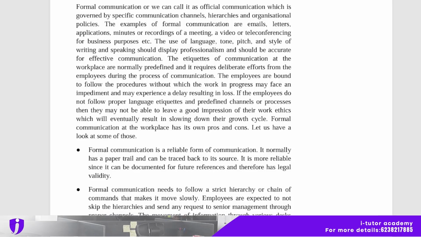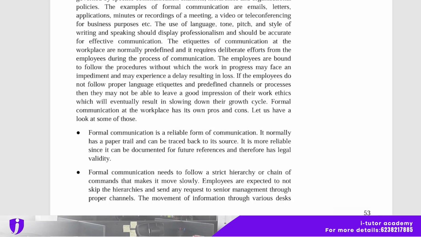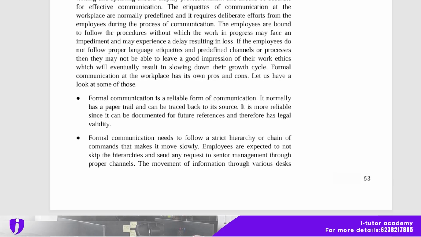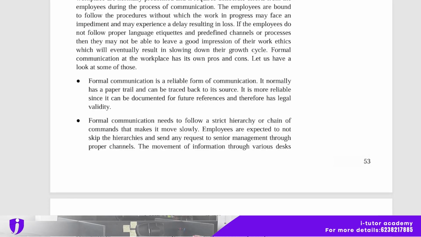The use of language, tone, pitch, and style of writing and speaking should display professionalism and should be accurate for effective communication. The etiquettes of communication at the workplace are normally predefined, and they require deliberate effort from the employees during the process of communication. The progress may face an impediment and may experience a delay resulting in loss if the employees do not follow proper language etiquettes and the predefined channel or process. Then they may not be able to leave a good impression of their work ethics, which will eventually result in slowing down their growth cycle.